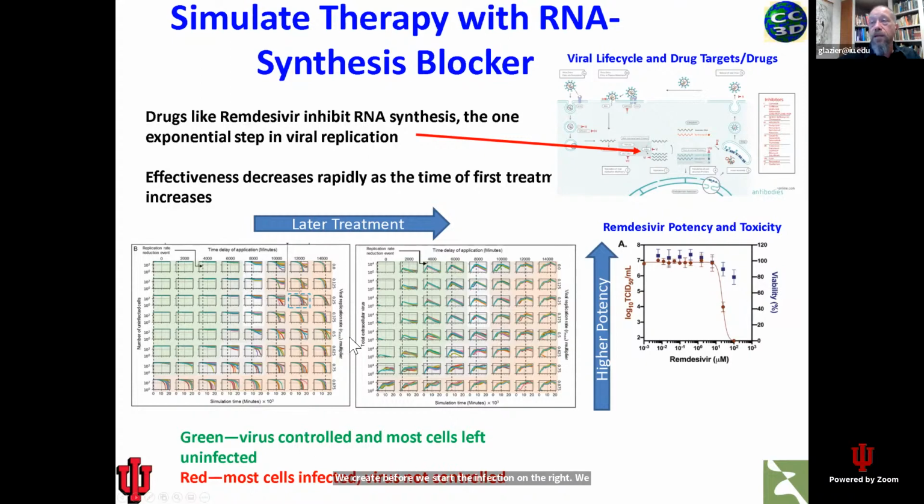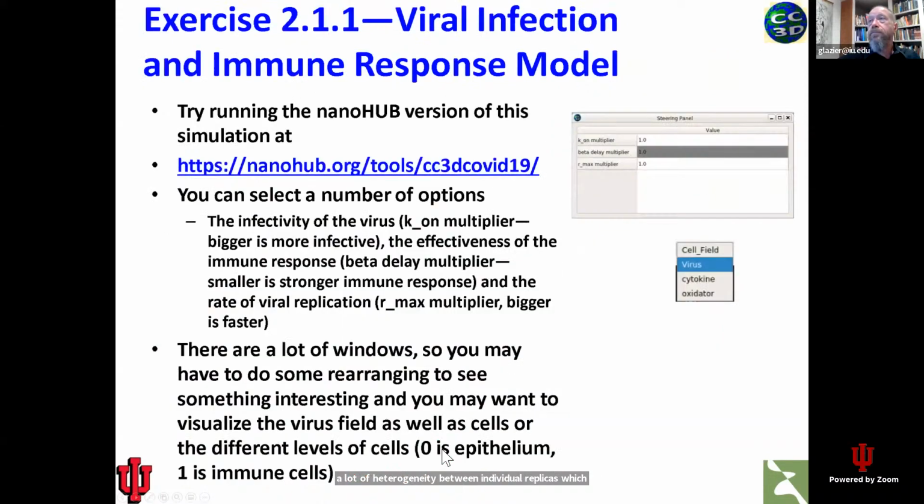And as you might expect, if you treat early enough, you can get away with a low dose of the drug. If you treat later, you have to give a higher dose. And if you wait too long, no matter how much you give, it doesn't do anything. This is a classic pattern of antivirals, which is that they're great prophylactically. They're not so great once you have symptoms. You also see a lot of heterogeneity between individual replicas, which is seen experimentally and clinically as well.